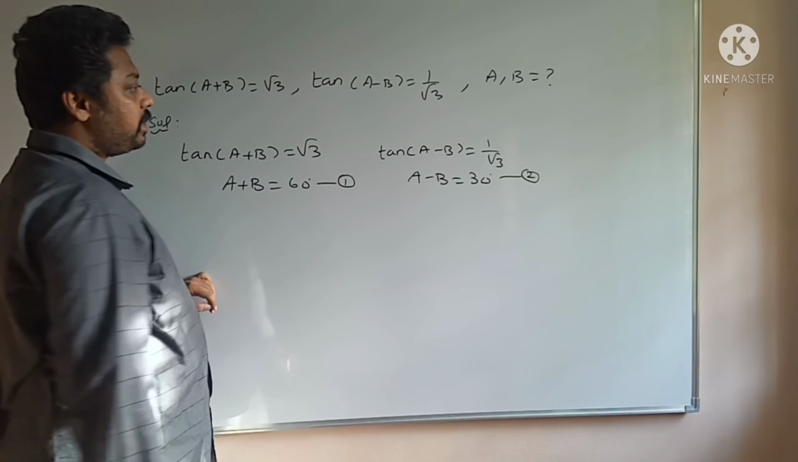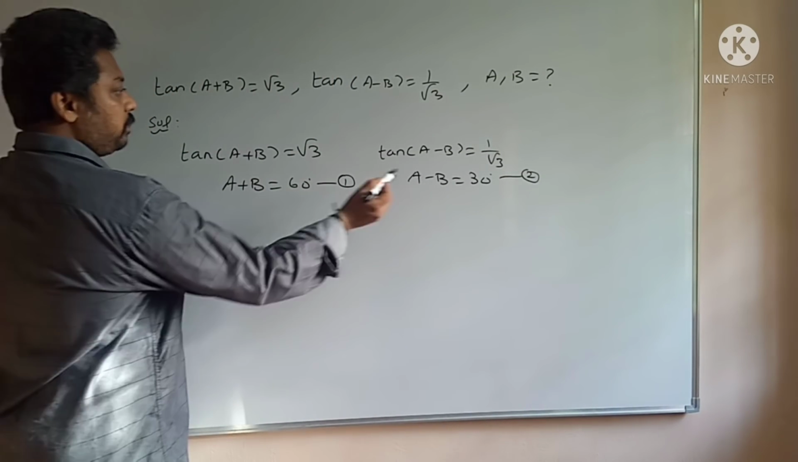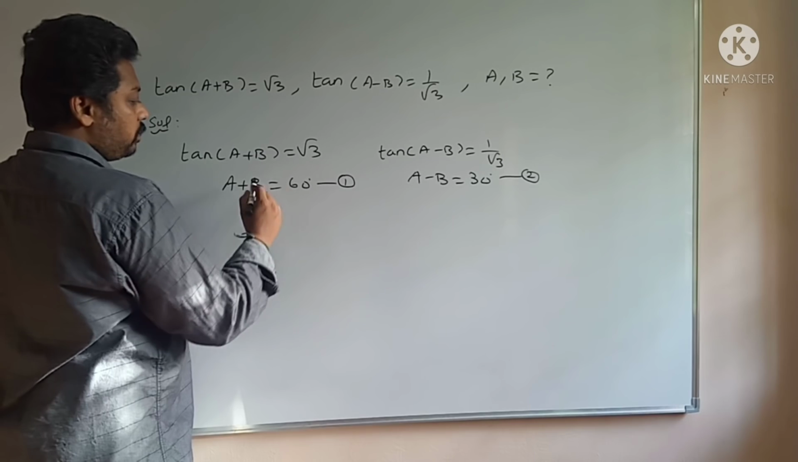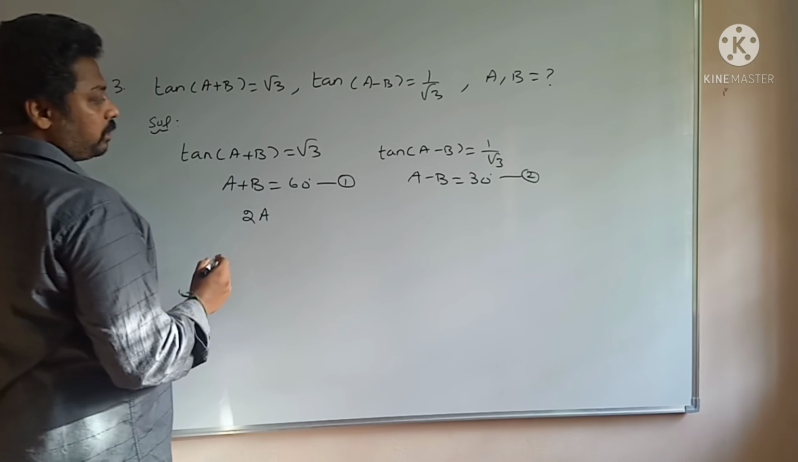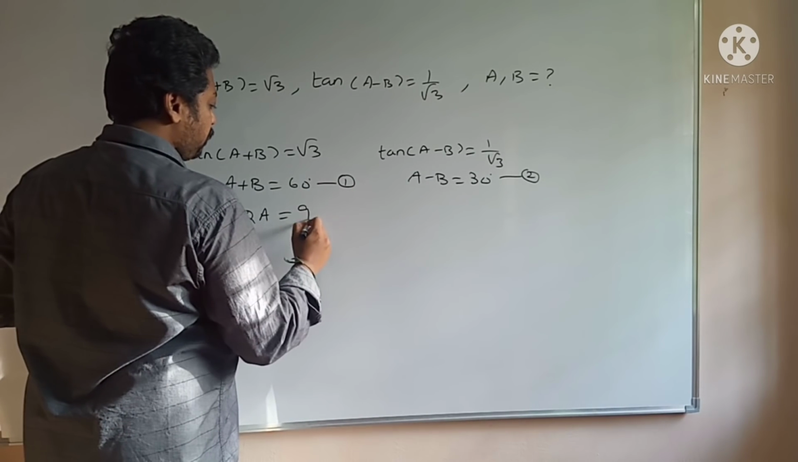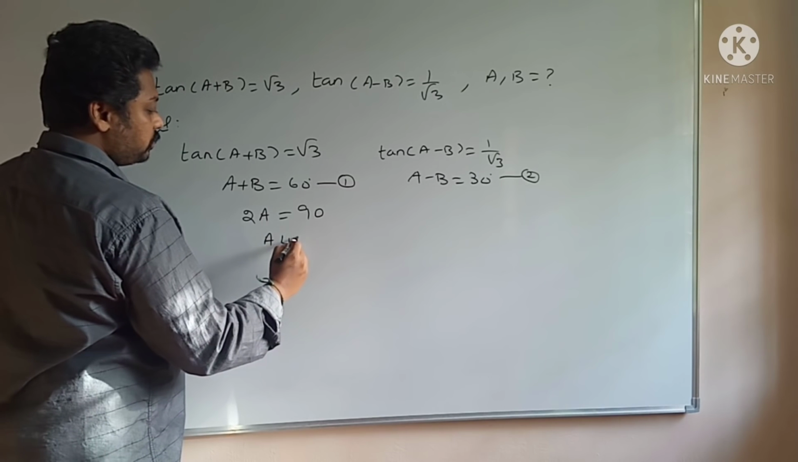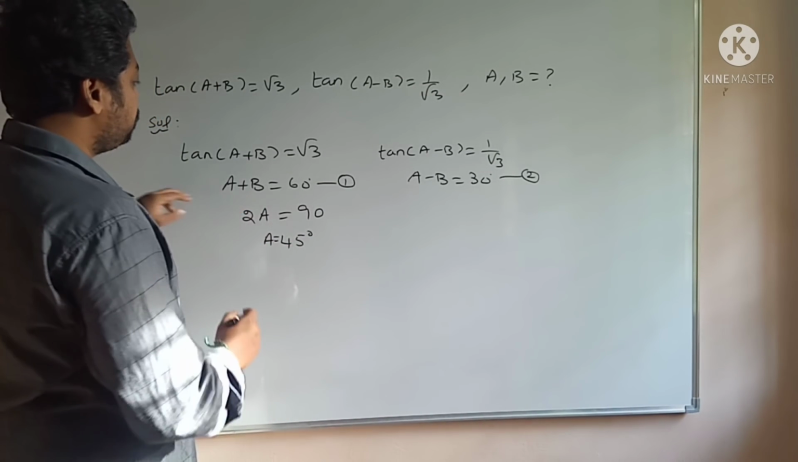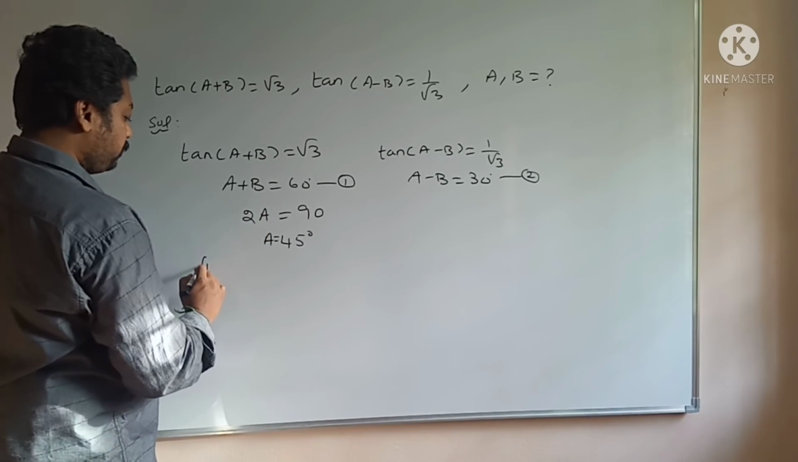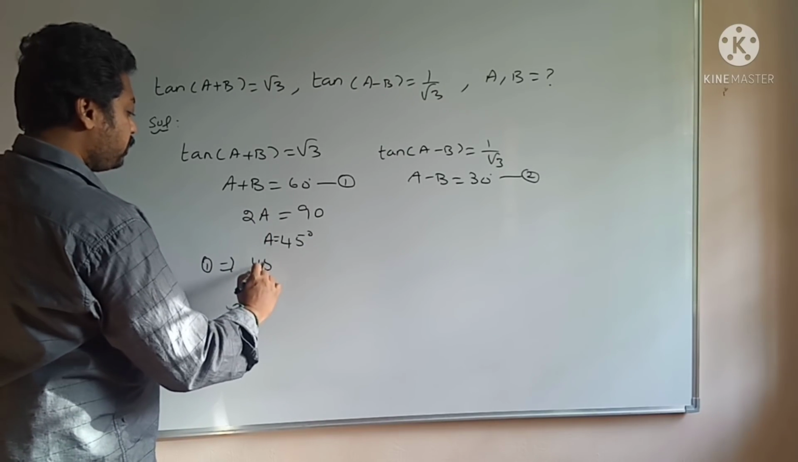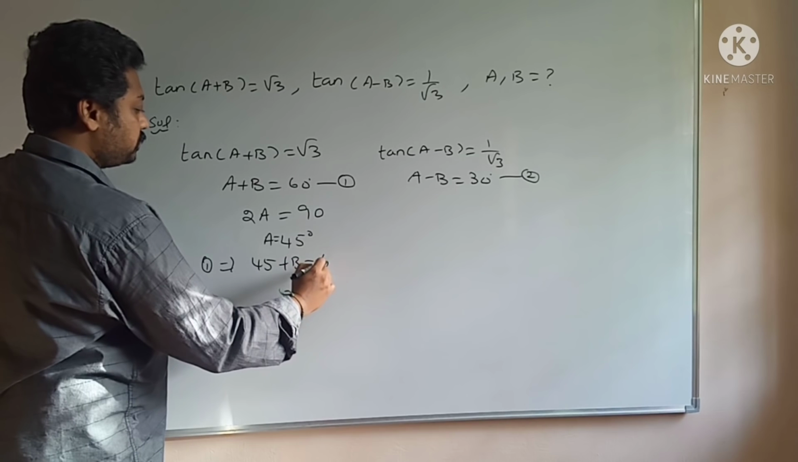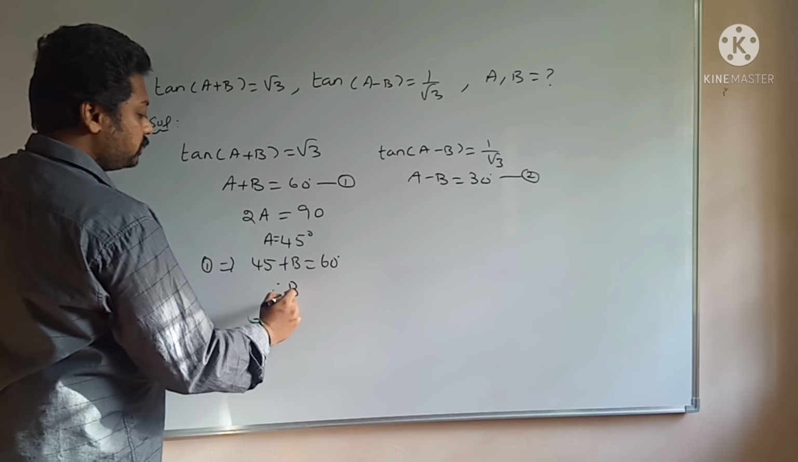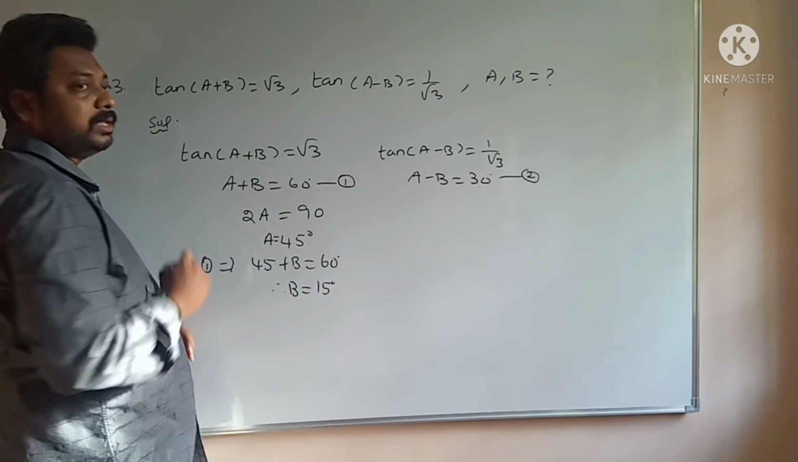So now we will add equation 1 and 2. So a plus a, it is 2a, b minus b, it is 0, 60 plus 30, it is 90. So therefore a is equal to 45. So if a is 45, what is b? So substitute in equation 1. So 45 plus b is equal to 60. So therefore b is equal to 15 degree.